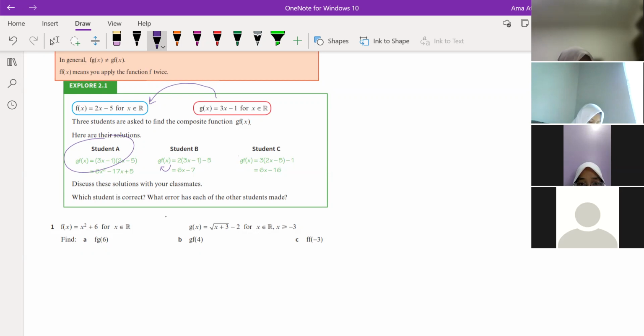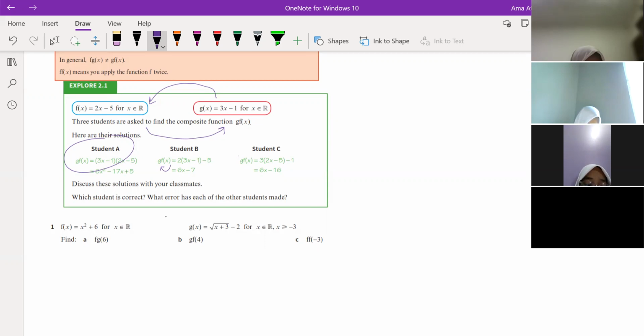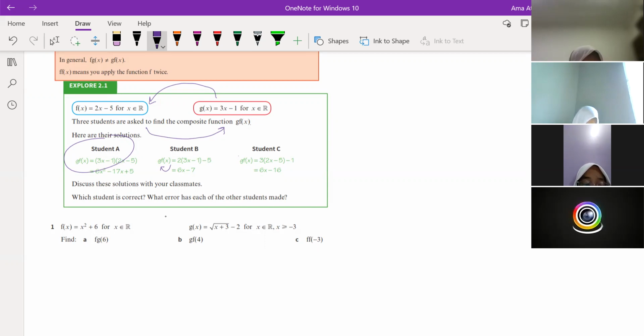While student C is doing the vice versa. Student C is substituting the function of f into g. She's doing vice versa from student B. So this student inputs f of x into g of x, meaning she's changing x here with 2x minus 5, and therefore she got this answer.